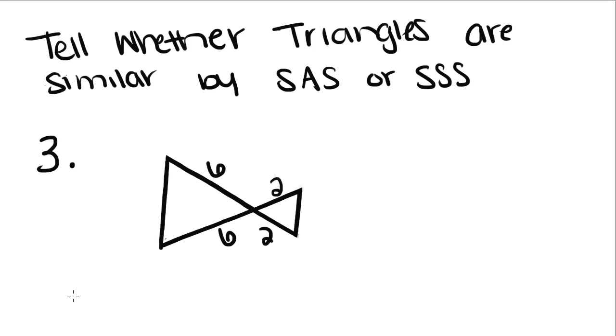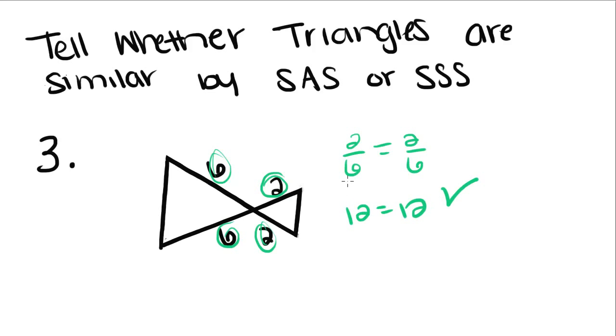We have one more example. We have these two triangles right here, and we know the length of these sides. So first we're going to check and see if these are proportional. We're going to put this side over this side and this side over this side. So 2 over 6, is that equal to 2 over 6? And yes, those two sides are proportional.